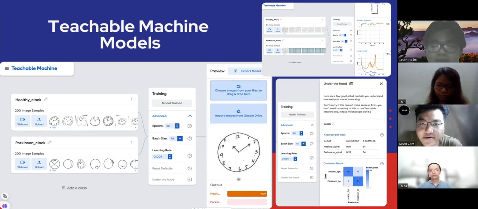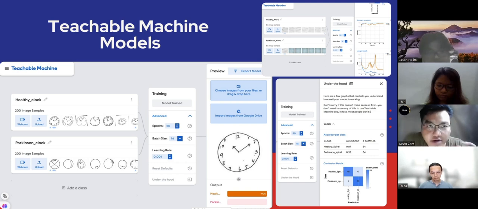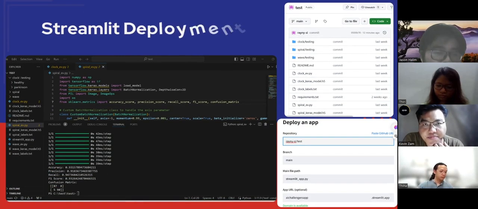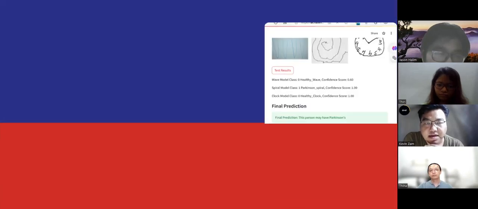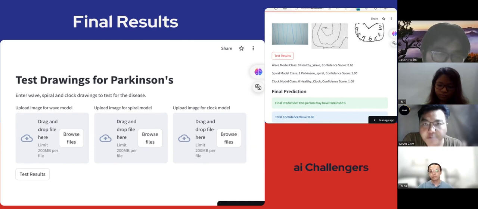Thank you, Jason. I would like to brief you about our project step by step. First, we have to develop 3 Teachable Machine models, including the clock, wave, and spiral, set up by Jason. Next slide, please. And then we get an H5 file from Teachable Machine and deploy it into Streamlit using GitHub. Next slide, please. These are screenshots of our final project, and the detailed step-by-step demonstration will be done by our chief software engineer, Thierry.